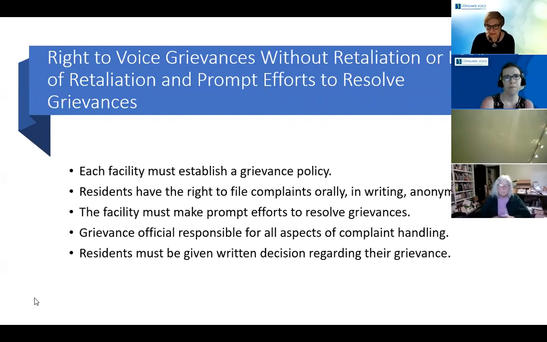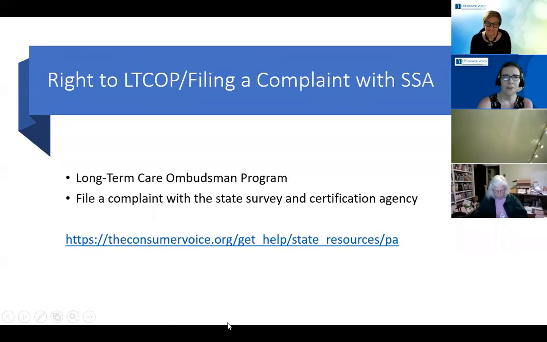So that's the internal process for filing a complaint within the facility, but there are other places outside the facility where you can turn if you have a concern or grievance, and Jocelyn's going to tell you a little bit about that. Sure. And I feel a little bit like I'm preaching to the choir here, because I know that most of you probably are very familiar with your Ombudsman program, but it's still an important thing to go over.